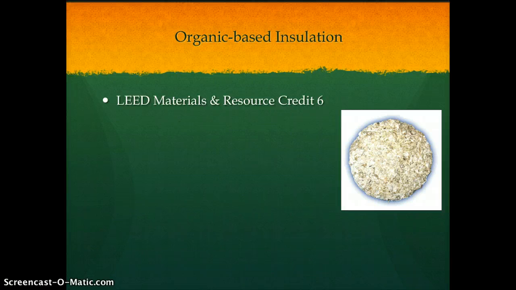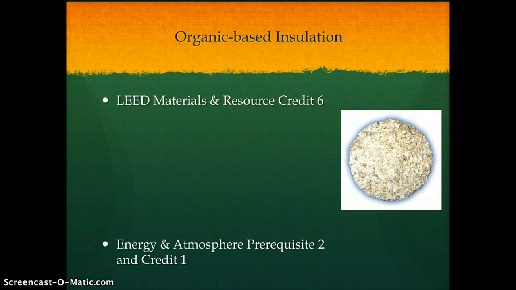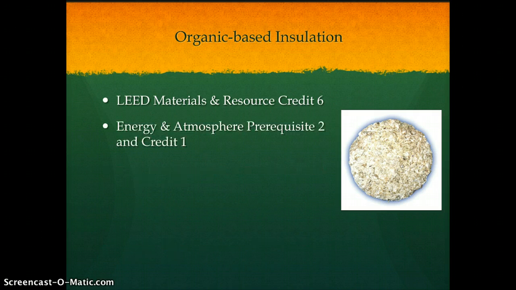For example, organic-based insulation materials can satisfy LEED Material and Resource Credit 6 as a rapidly renewable material, Energy and Atmosphere Prerequisite 2, Credit 1 for Energy Performance, and Indoor Environmental Quality Credit 4.1 for low-emitting materials. Many new materials and concepts can also fall under the innovation and design process credit requirements for developing new solutions, employing new technologies, or realizing exemplary performance.